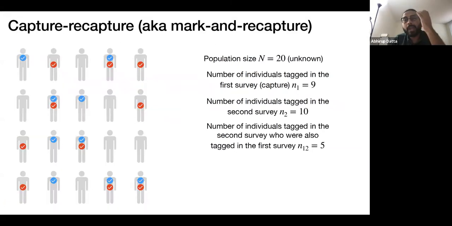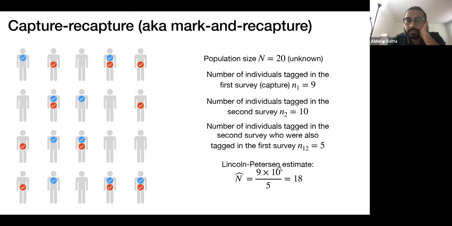Going back to our toy example, here you have N1, N2, and N12. So you can calculate the Lincoln-Peterson estimate, which in this case is going to be 18, and the true population size is 20. So you can see if the size of the population is large enough, you would see desirable properties of this estimator.